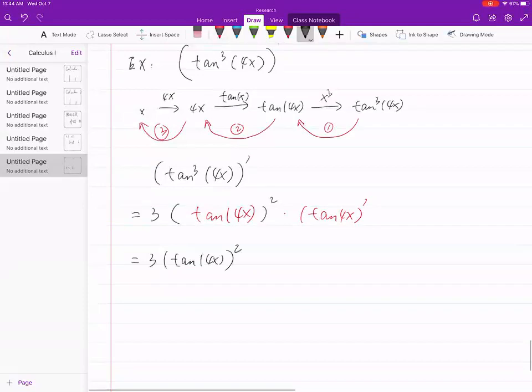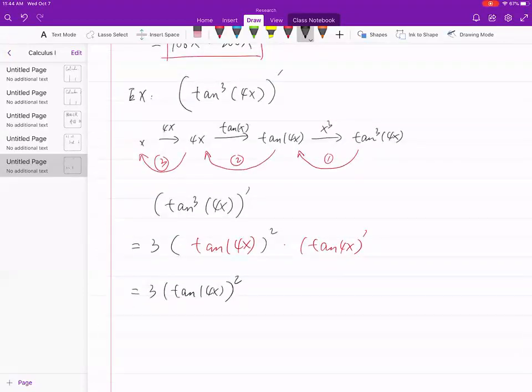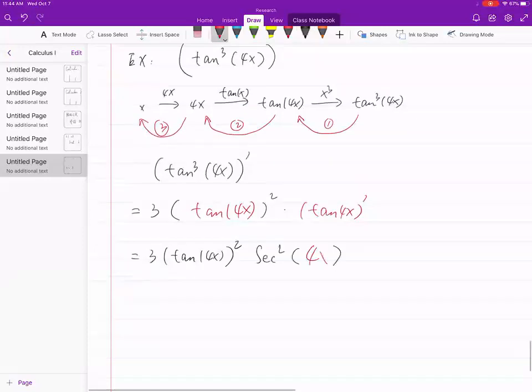Now you finish the first part. Now you want to do tangent 4x. This time, should you handle 4x or should you handle tangent? Well, the diagram tells you the second step should be going from here to here. You should be able to handle tangent. To handle that, you need secant square. But again, you treated 4x as a whole thing. You better times the derivative of 4x when you finish.